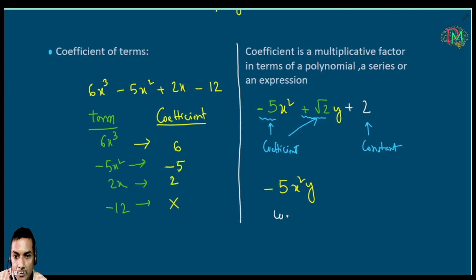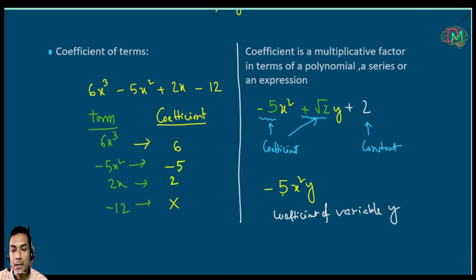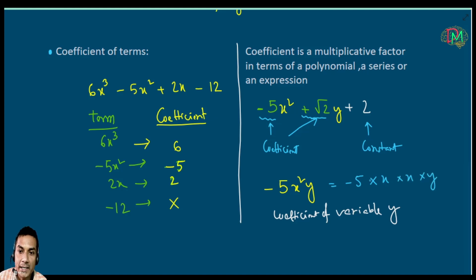Coefficient, variable, y. Then the answer will be, from this definition, coefficient is the multiplicative factor. Means in these terms, how many factors are there? You can simplify to get the different factors, that is 5 into x into x into y. So you get the different factors.